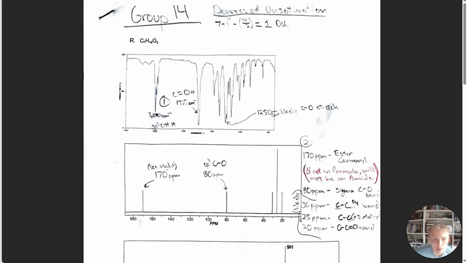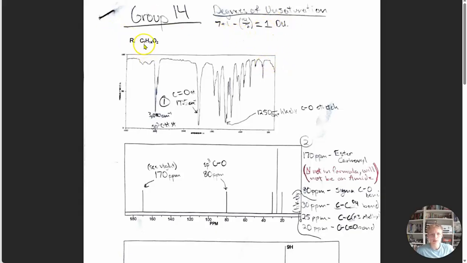This is my presentation on the combined spectral problem. I was assigned group 14 with the molecular formula C7H14O2. With the formula, the first thing I wanted to do was calculate the degrees of unsaturation, as this can give us information going into the spectra.